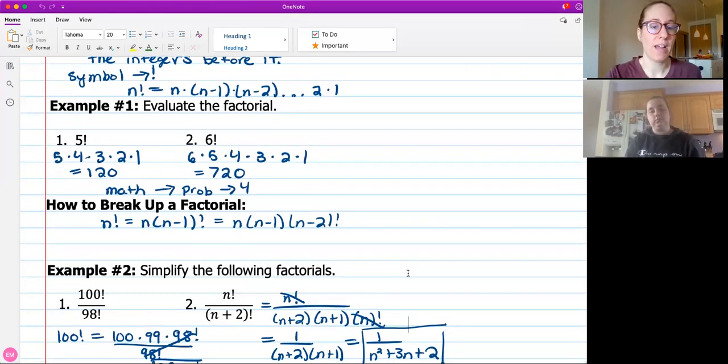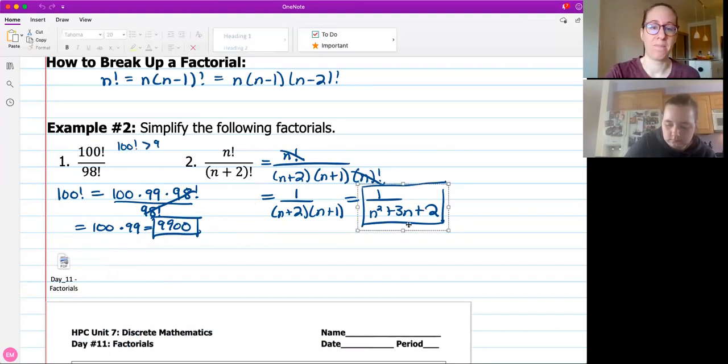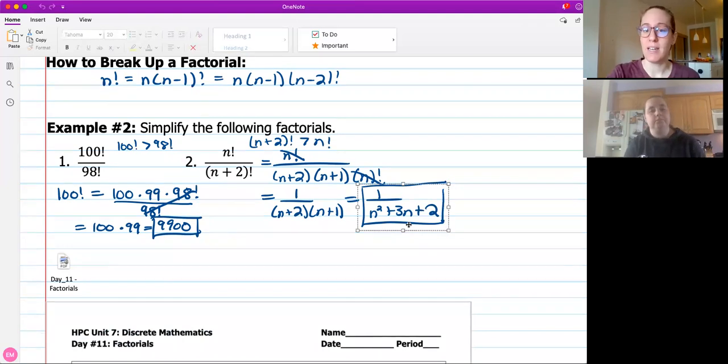Just remember when you're simplifying those hard ones, just like Miss Markert said, you want to start with the one that's the biggest and you want to pull it apart until you get to where you have the one that's the smallest, right? So in number 1, 100 is bigger than 98. So we want to simplify 100 down to 98, just by pulling off the pieces that came before it. And in number 2, n plus 2 is bigger than n. So you just want to pull off the pieces that are going to be bigger so that you eventually have it down to where it's equal.